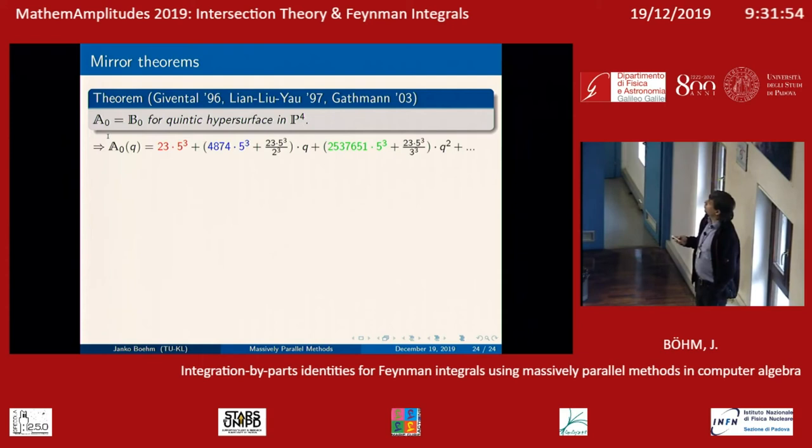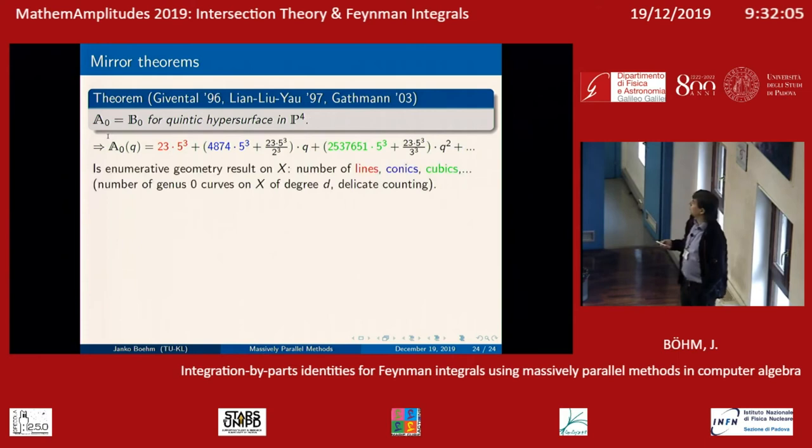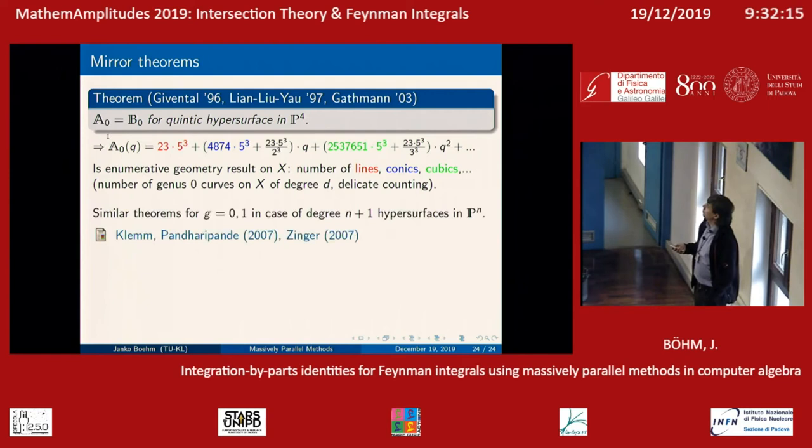So what you get is a generating series which encodes certain Gromov-Witten invariants, which actually you can interpret as numbers of lines and conics and cubics and so forth on your Calabi-Yau variety. So it is a very geometric idea, and the algebraic geometry people computed these numbers, but they had a couple of them wrong, so the physicists told them, listen here, something doesn't fit really with our idea. So they fixed it.